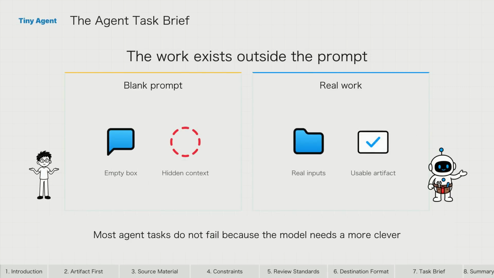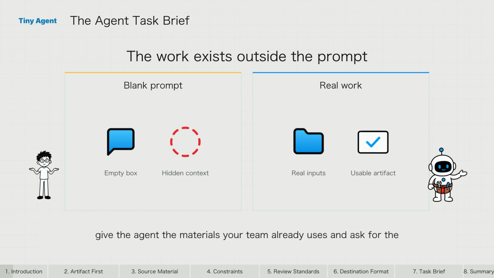Most agent tasks do not fail because the model needs a more clever prompt. They fail because the assignment begins with a blank box while the real work is scattered across documents, messages, spreadsheets, decisions, and unspoken expectations. OpenAI's guidance for everyday work starts from a different premise.